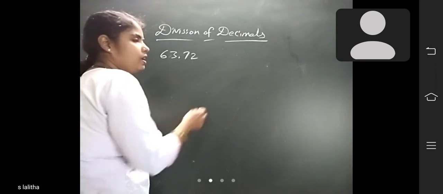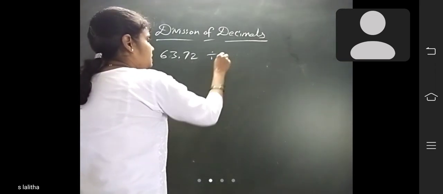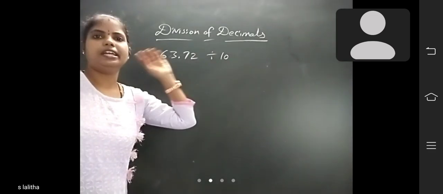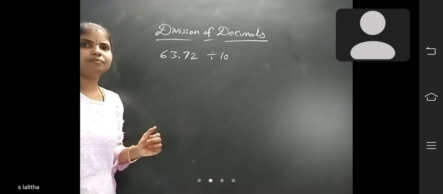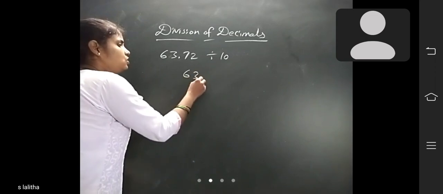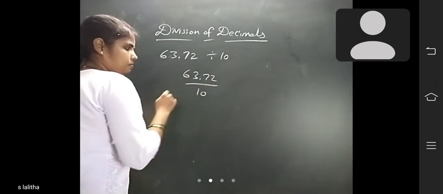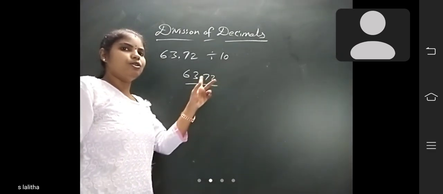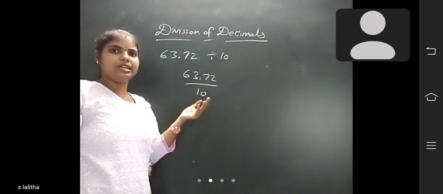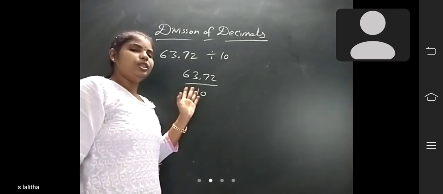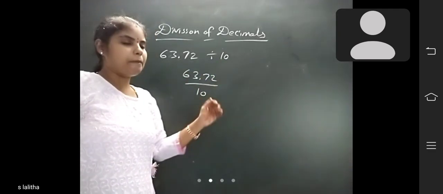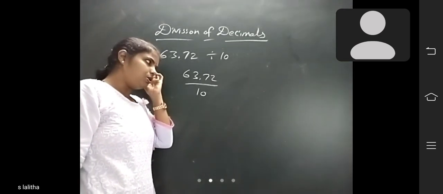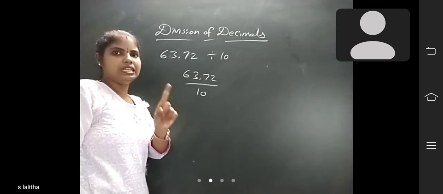63.72 divided by 10. How can you do this one, children? How can you write this? 63.72 by 10. For multiplication, we count how many zeros are in 10 or 100 and move the decimal point to the right side. But here it is division. Divided by means you have to count the zeros in 10. How many zeros? One zero.